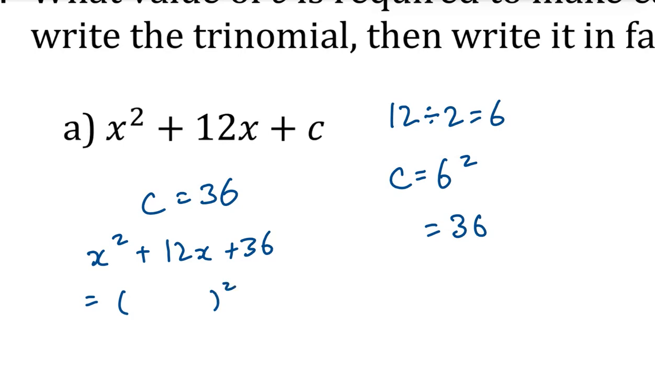What goes in the bracket? I haven't really talked about this part yet, but x plus 6. 6 plus 6 is 12. 6 times 6 is 36. If I expanded that, I'd get back this, x squared plus 12x plus 36. Two numbers that add to 12 and multiply to 36. 6 times 6 is 36. 6 plus 6 is 12. Does that make sense?